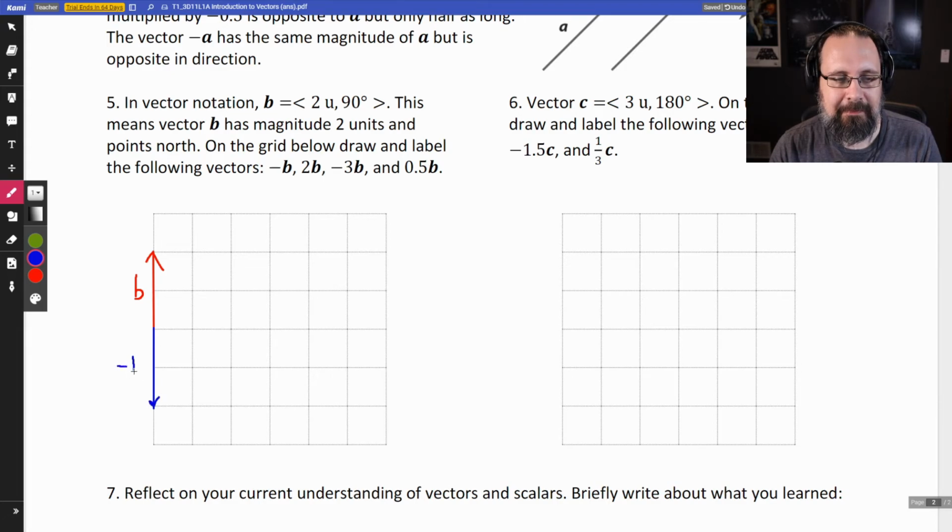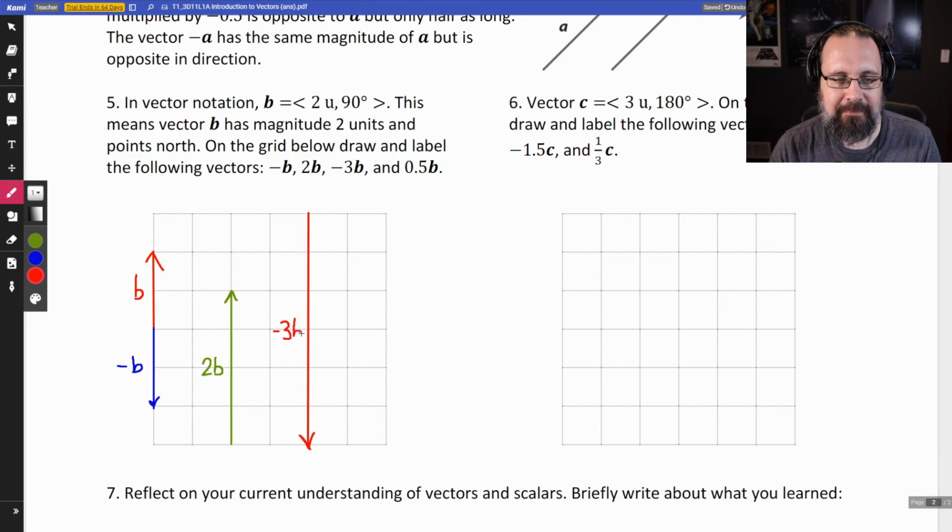This is negative B. So 2B would be 2 times 2 units, which would be 4 units. So I'll start down here, and I'll go up 4 units. There's 1B, there's 2B. And so that is vector 2B. If I want to draw negative 3B, well, I know B is 2 units, so I have to go 6 units. But the negative means that I'm going to be going down. So I'll start up here, and I'll go negative 1B, negative 2B, negative 3B. And so that vector is negative 3B. That negative sign was way too big.